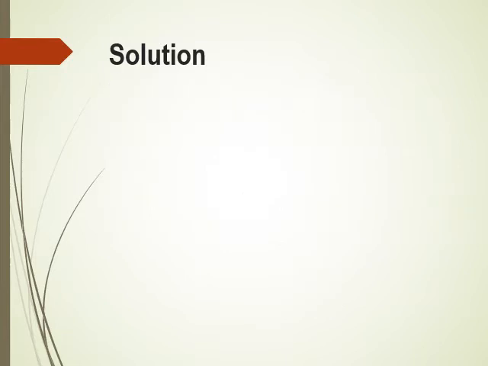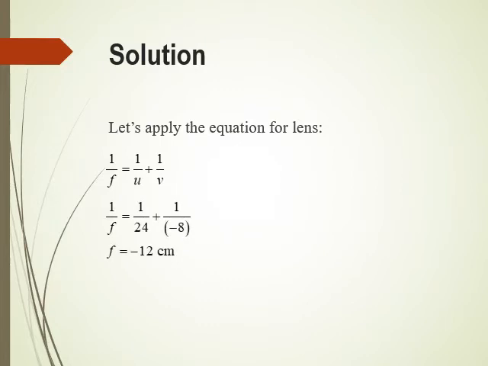Now that you have u and v, let's apply the equation for focal length. 1/f equals 1/u plus 1/v. Substitute the values into the equation and you will get f equals negative 12 cm. This negative sign tells you this lens is a diverging lens. So yes, we got the right value.